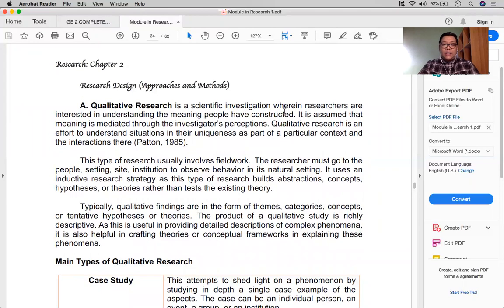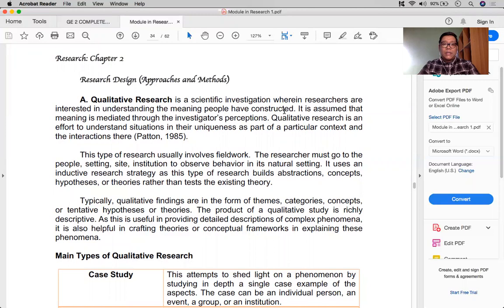Qualitative research is a scientific investigation wherein researchers are interested in understanding the meaning people have constructed. So it is assumed that meaning is mediated through the investigator's perceptions. And this approach to research is an effort to understand situations in their uniqueness as part of a particular context and interactions there. Now, what's pretty unique about qualitative research is that we delve into the phenomenon being studied more deeply. That means we do not simply look at the surface. We do not simply look at what we gather through surveys or other data gathering means.